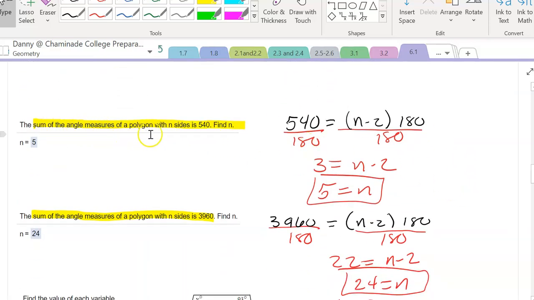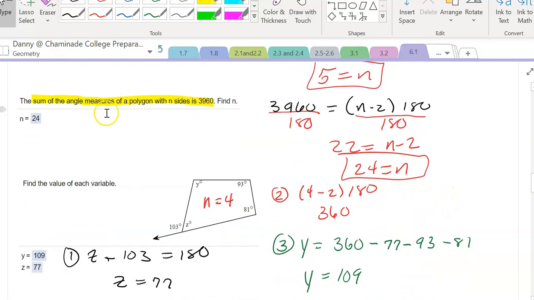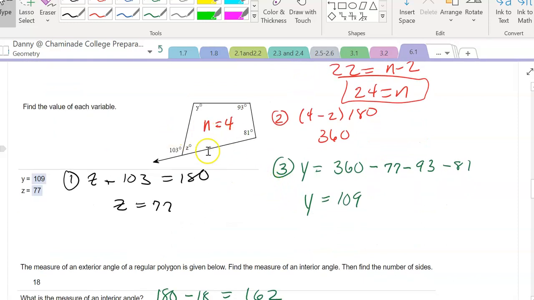Here we're given the sum, so we know that it is 540, and we're looking for n, the number of sides. I have the equation here in black, and I am solving. I divide both sides by 180, I get 3. Then I simply add the 2 to get 5. Same thing here with the next problem. I have the formula here written in black. I am solving in red. Very similar to the problem before.